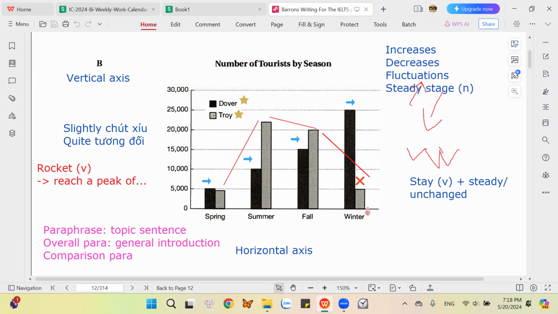Although it is very cold, people tend to visit Dover in this special season. While Troy doesn't show any good signs of people traveling because of some unknown reasons. So this is how we describe the graph. You need to show the feelings.